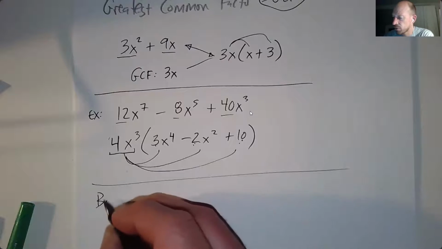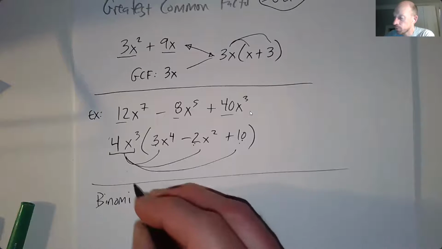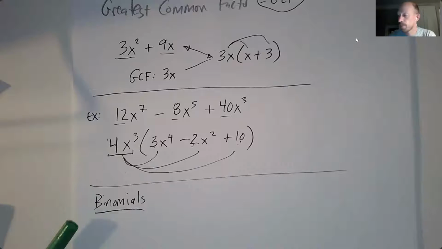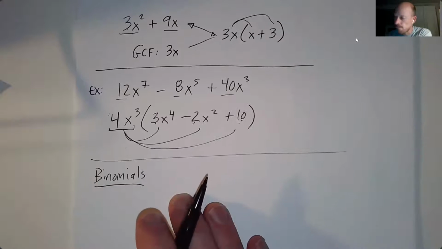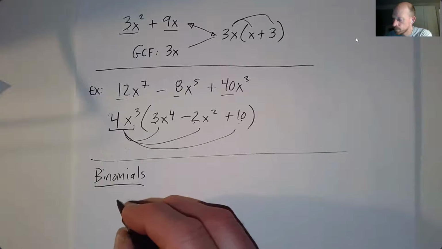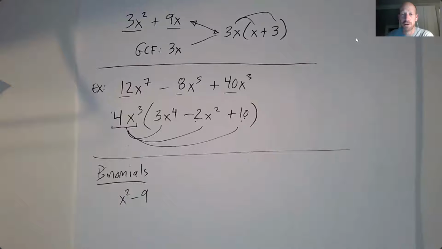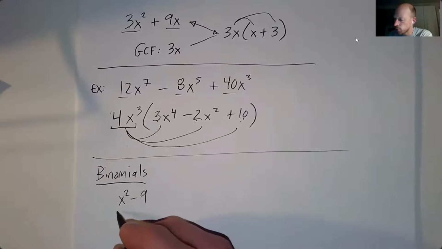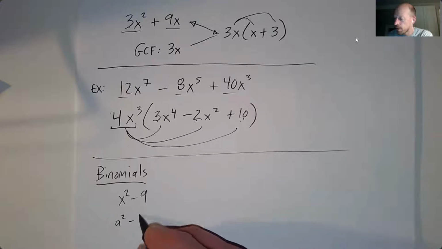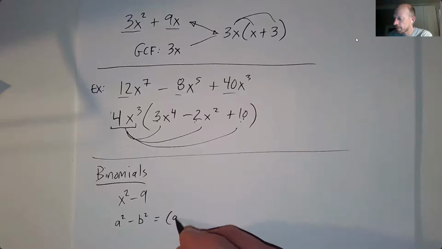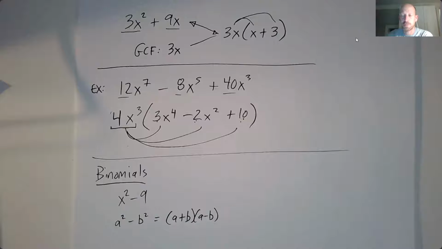So let's take a look. There's a question on binomials. So let's work through our strategy here for binomials. So here's a binomial, two terms. And it turns out that when you have a binomial that fits this form, a squared minus b squared, there's a formula for that. That's going to be a plus b times a minus b.